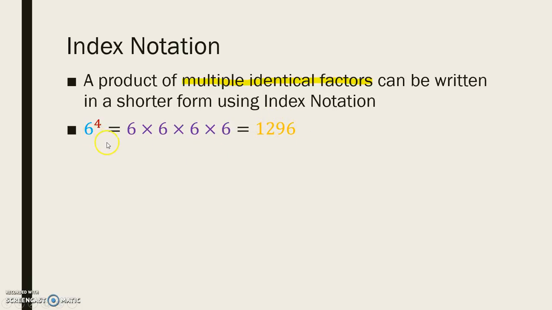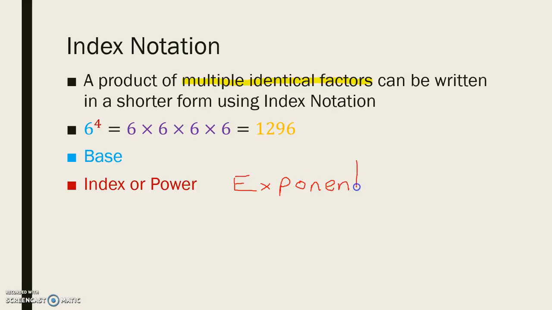So there are 3 different representations of the same number. The blue number is called the base. The red number is called the power or index. We have another name for that called the exponent, E-X-P-O-N-E-N-T. So they're 3 names for the same thing.